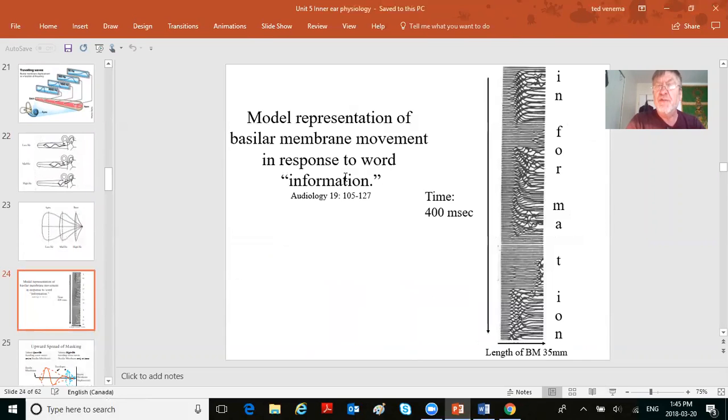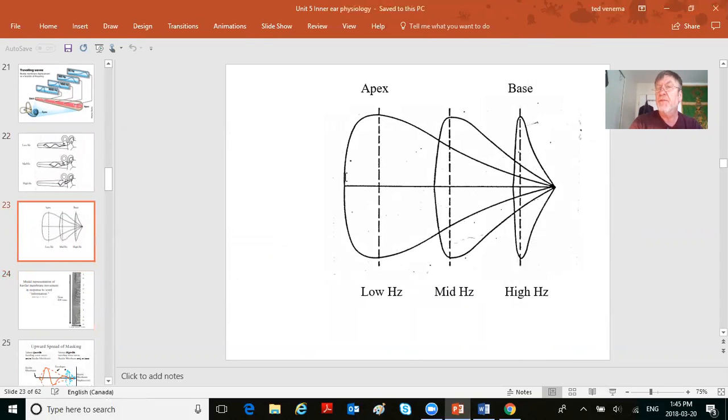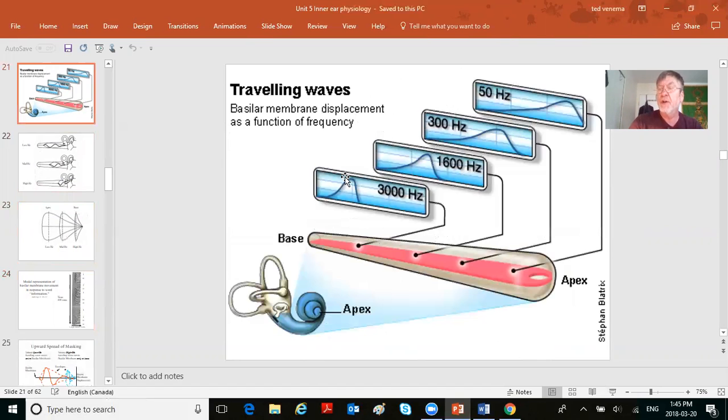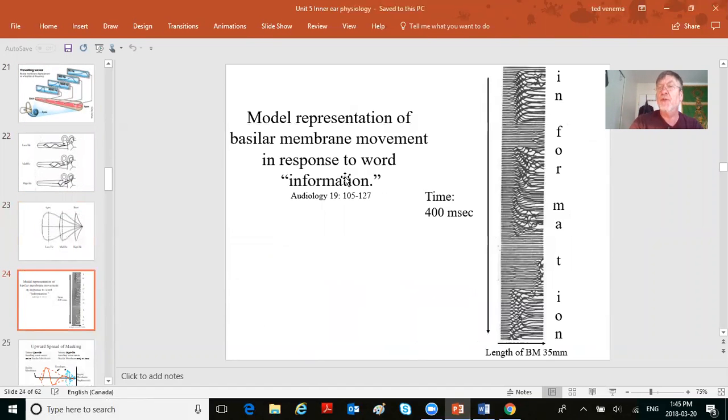Model representation of basilar membrane movement in response to the word "information." These are all traveling waves. It's these guys. You're looking at a whole bunch of those happening with the word "information." In from the voice: loud, low frequency waves near the apex, waves small near the base, "inform," waves high frequency, unvoiced sounds. Remember acoustics, 110, high frequency consonants, soft.